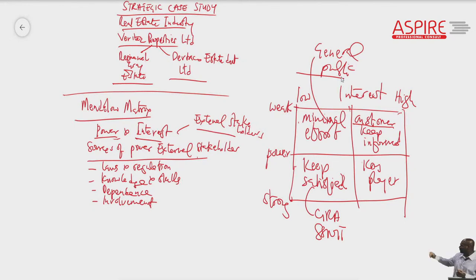But if the question comes in the exam, it's not only about discussing the key players. You must also mention the other types of stakeholders, like the general public, like the customers, like the statutory bodies such as SNIT and GRA, who enforce their laws on you. Are we clear? So be mindful of that. Even though the case spoke only about the key players, you must go beyond the key players.